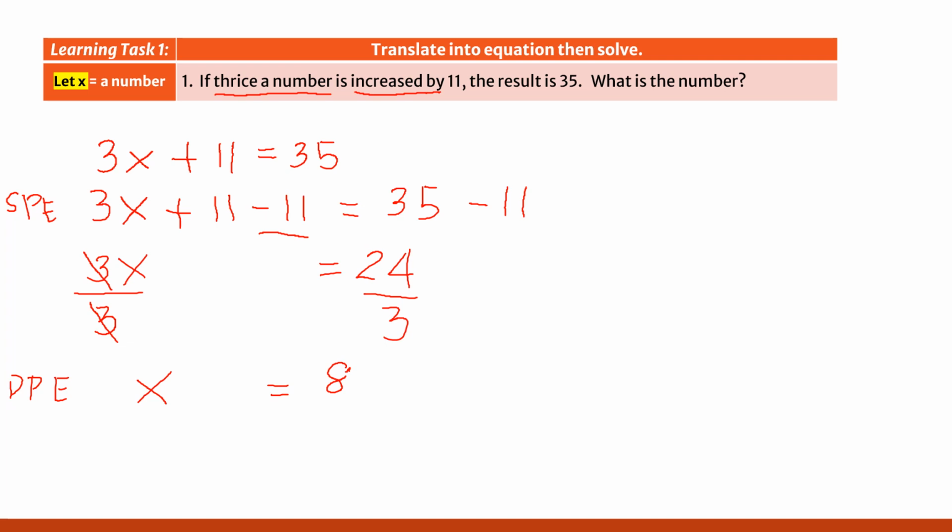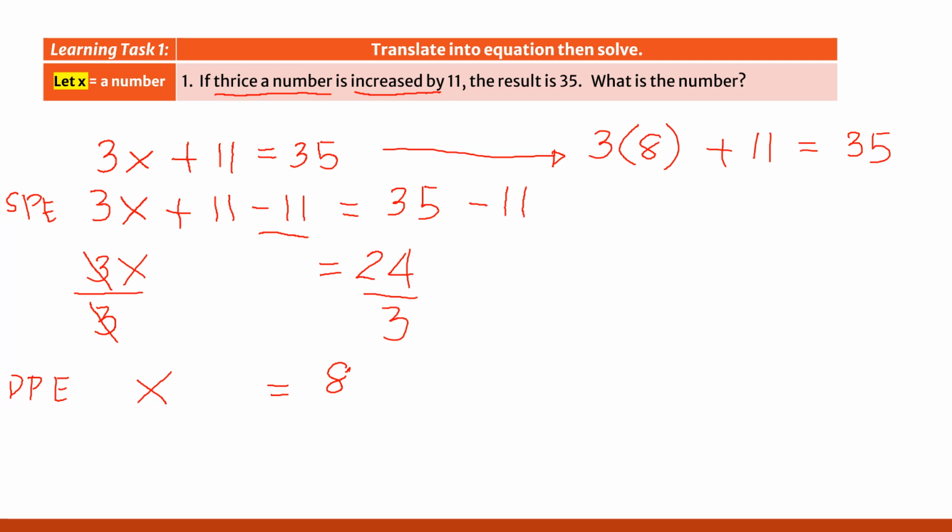So going back to our equation, 3x plus 11 equals 35. Let us check. So kopyahin natin yung 3. And then a while ago, we found out na yung x ay 8. So we have here 8. Okay? And then plus 11 equals 35. So meron na tayong 3 times 8 plus 11 equals 35.